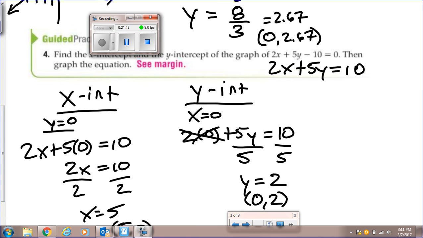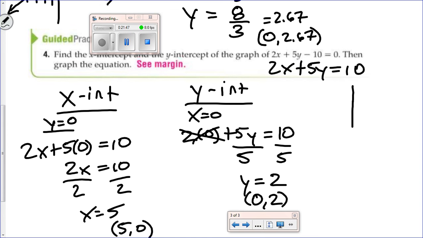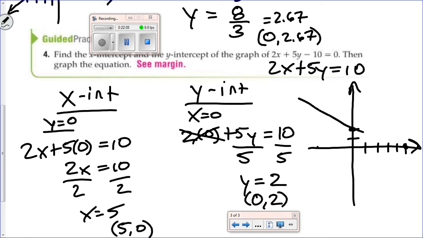Alright. Now we need to graph this. So we should have our x and y axis there. We've got 0, 2 as our y-intercept and 5, 0. So 1, 2, 5. And we should be able to graph this line again. Use a straight edge to connect the 2 points. You should have a line that looks like that.